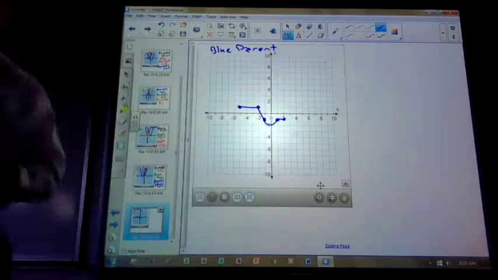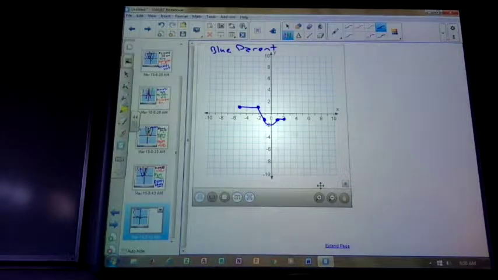Okay. I have no idea what this equation would be, but that's what it looks like. So let's see if we can figure this out. I think we could do it.